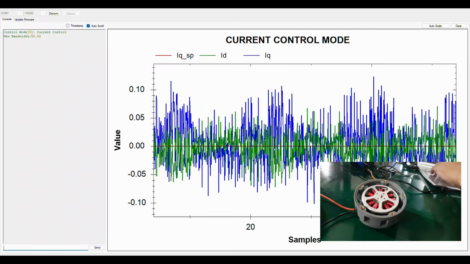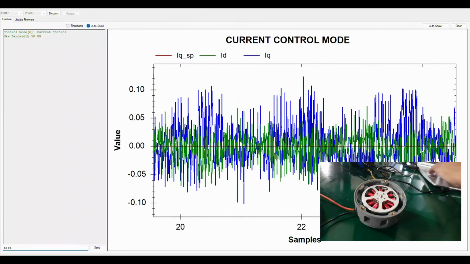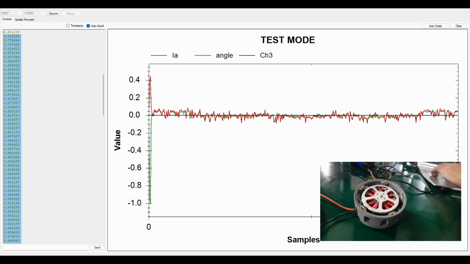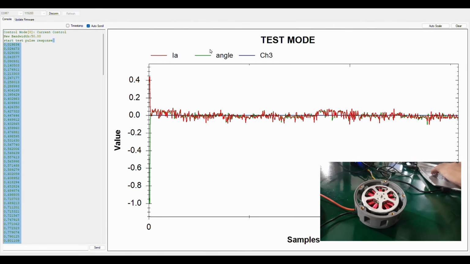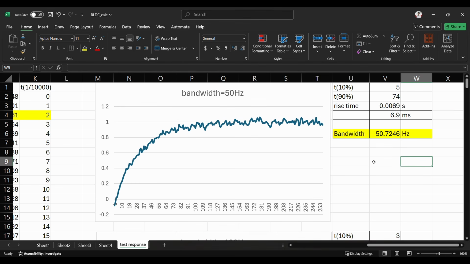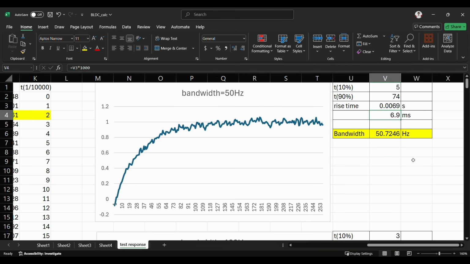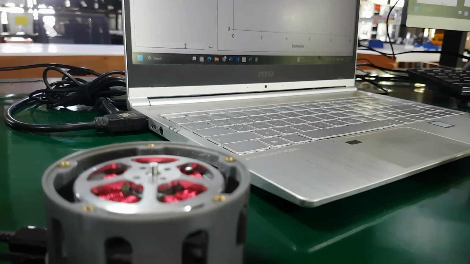I'll test it by applying a 1 ampere step input on ID current and then observing the current response for analysis. Earlier, I had also set the bandwidth to 50 Hz. After analyzing the ID current response, I obtained a rise time of 6.9 milliseconds. And when converted into bandwidth in Hertz, the result was 50.724 Hz, which is already close to the desired bandwidth value. So, that's how we can perform self-commissioning to measure motor parameters independently, without any external tools.